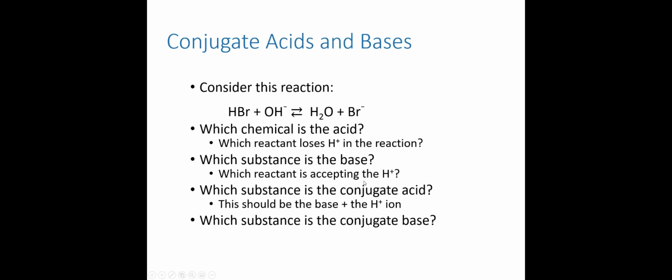And which compound is the conjugate base, or in this case, which ion? It's essentially the acid after having lost the proton. So this was the acid. After we take away the proton, we have bromide ion. This is the conjugate base. If the reaction were to go in the left direction, it would have to pick up a proton.